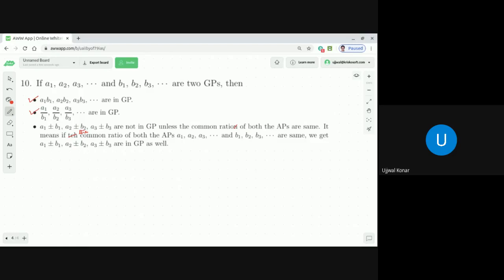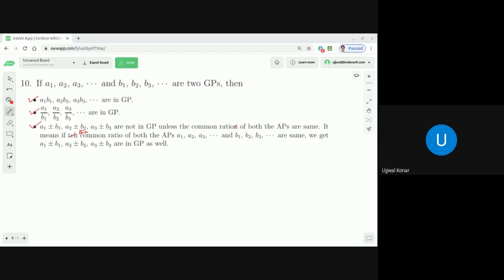Got it, no? Yes. So, if their common ratios are not the same, A1 plus B1, A2 plus B2, A3 plus B3 are not in GP. And the other way, A1 minus B1, A2 minus B2, A3 minus B3, all these are not in GP. But if their common ratio is the same, then A1 plus B1, A2 plus B2, A3 plus B3, all these are in GP, and A1 minus B1, A2 minus B2, A3 minus B3, all these are in GP. Correct, no, dear students? Yes. So with this, I conclude the discussion for geometric progression.